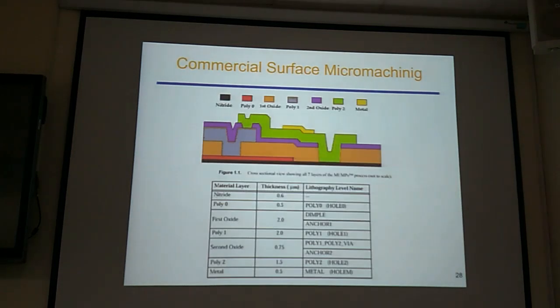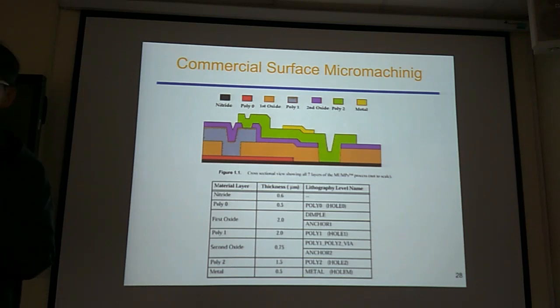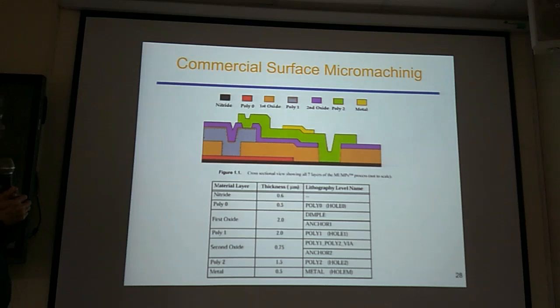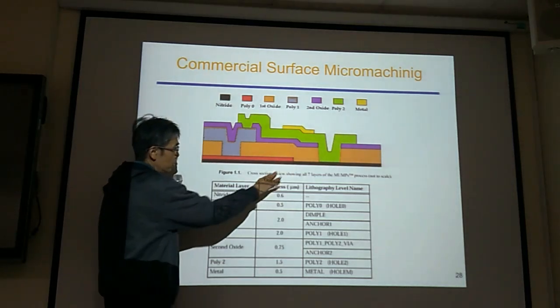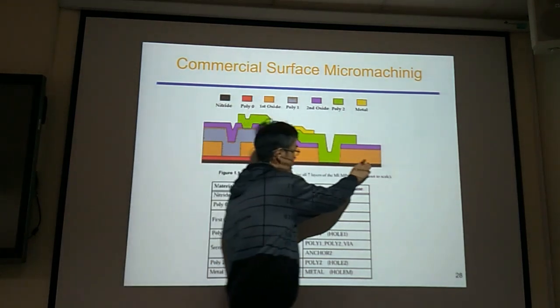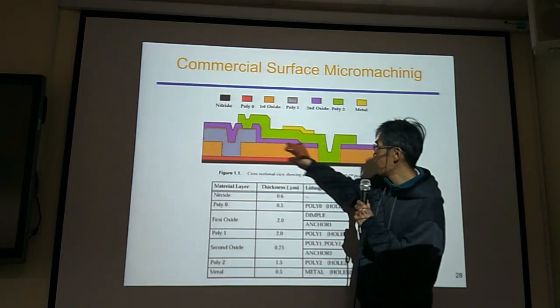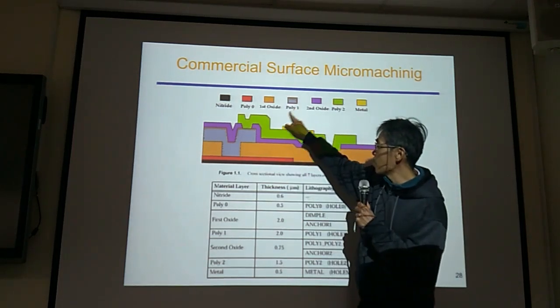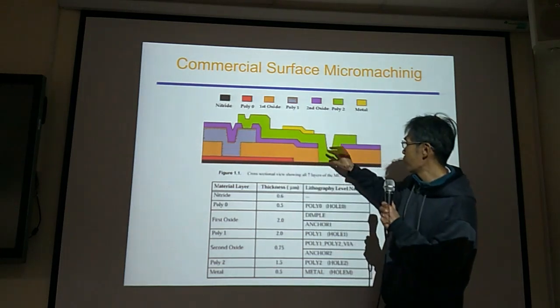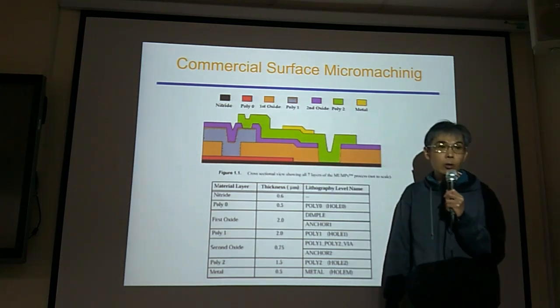Another topic is surface micromachining. Bulk micromachining means we remove material from the silicon wafer, but surface micromachining means we put a lot of thin layers on top of the silicon wafer. Say we have a silicon wafer here, then we put silicon nitride, then polysilicon. Then we can remove the polysilicon here and put silicon oxide. Then we remove the oxide here and put the polysilicon, poly 1.